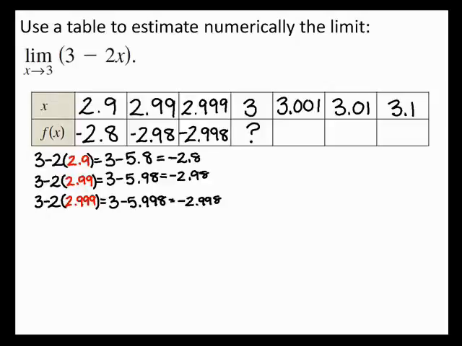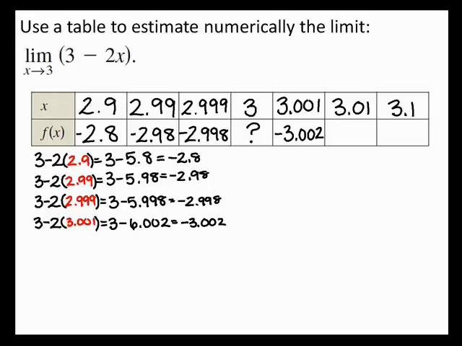Substitute 3 and 1,000th into 3 minus 2x. Simplify negative 2 times 3 and 1,000th. Simplify 3 minus 6 and 2 thousandths. You find that f of x is equal to negative 3 and 2 thousandths.